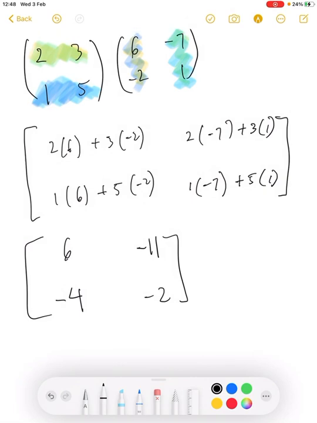We have here 2 by 2 and 2 by 2. So we can multiply since these two are equal. So our answer will be 2 by 2. So here is the 2 by 2. And yeah, that's how we did it. Okay.